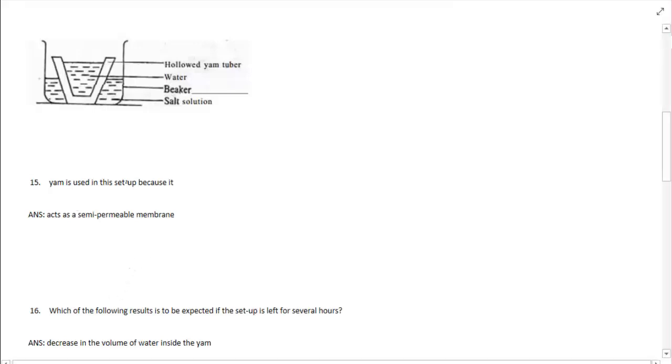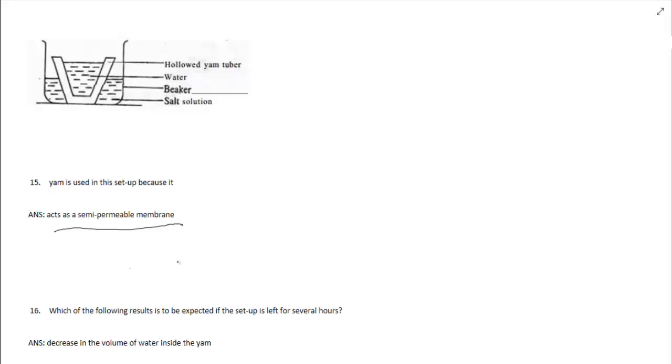The YAMB is used in the setup because it acts as a semi-permeable membrane. A semi-permeable membrane allows small particles to pass through it, but it doesn't allow the larger ones.